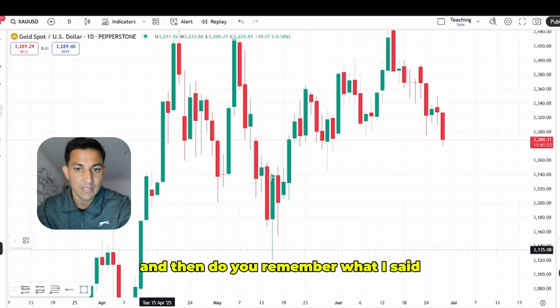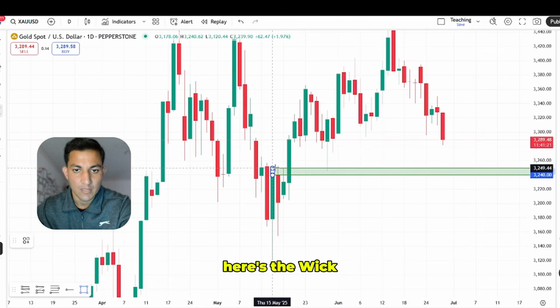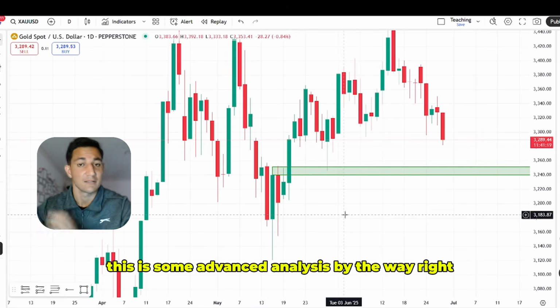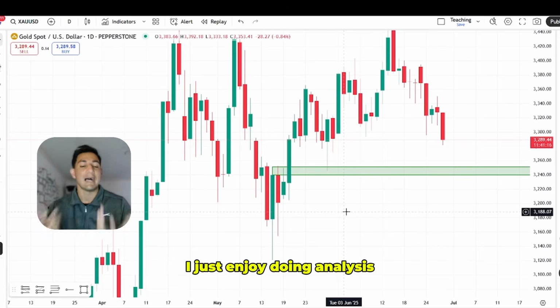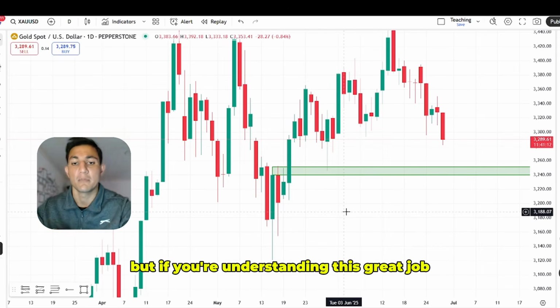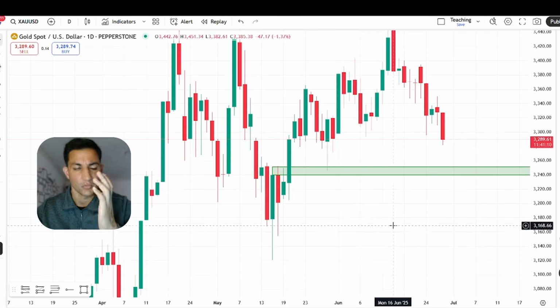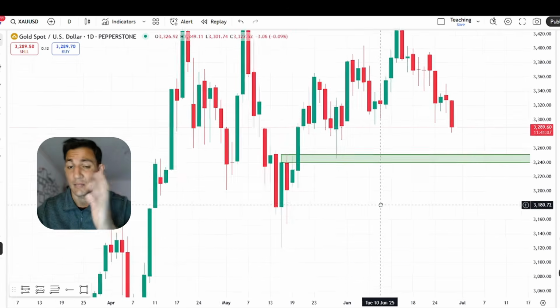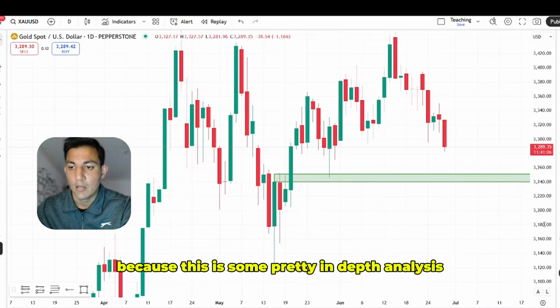And then, do you remember what I said? Here's the wick. This is some advanced analysis, by the way, right? You don't have to go this in depth. I just enjoy doing analysis, and obviously the more things you can add, the more probability you get. But if you're understanding this, great job, because you're doing better than like 99% of traders, right? Because this is some pretty in-depth analysis.